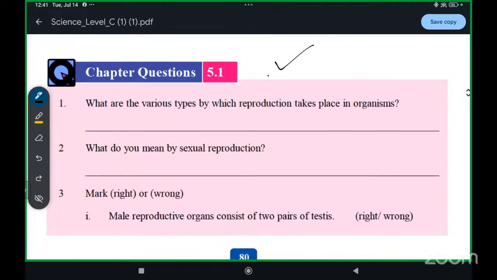Homework for you today is the in-text questions 5.1. Five minutes break till 12:45, and then we will begin with the maths class.